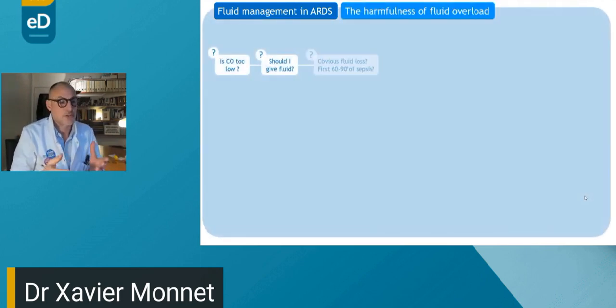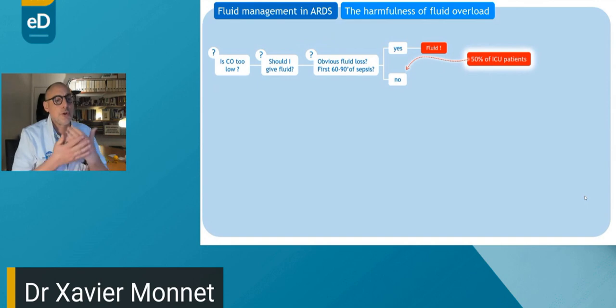The question first is to know whether cardiac output is too low: skin mottling, urine output is low, lactate is elevated, etc. And then we ask ourselves the question, should we give fluid? And if there is no obvious fluid loss, if it's not the very early phase of sepsis where we should give fluid without predicting anything, in the large majority of cases, then we do not know whether we should or not give fluids. And bear in mind that half of the patients only respond significantly to fluid administration.